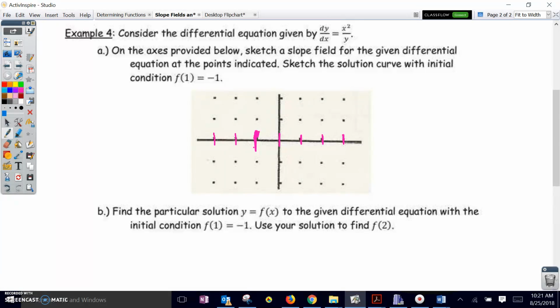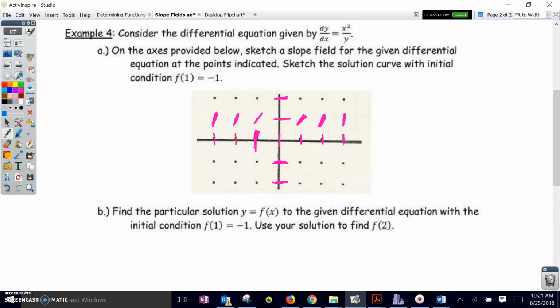And I'm going to continue building the rest of my slope lines here. When y is 1, the value for the slope line is just going to be x squared. So when x is 0, the slope is 0, and x is 1, we have a slope of 1, and when x is 2, we have a slope of 4, and a slope of 9. And on this side, a slope of 1, and a slope of 4, and a slope of 9.